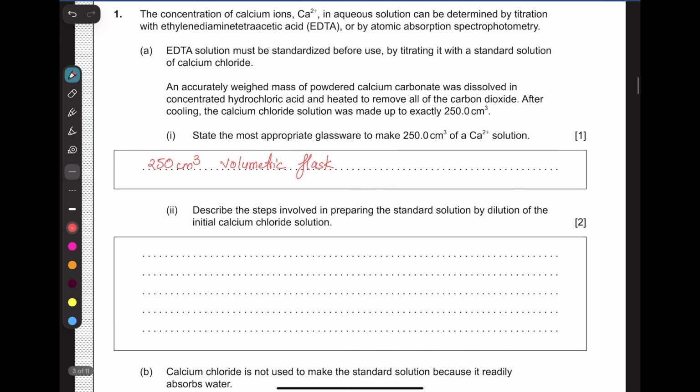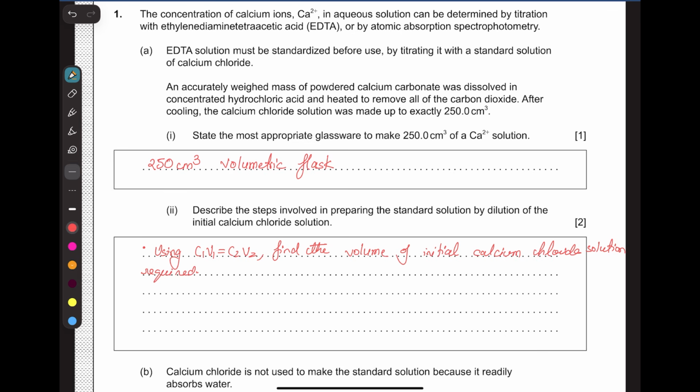Next, describe the steps involved in preparing the standard solution by dilution of the initial calcium chloride solution. Okay. So first, we need to find out the volume of calcium chloride required, the initial volume. Using the C1V1 = C2V2 formula, we have to find the volume of the initial calcium chloride solution required.